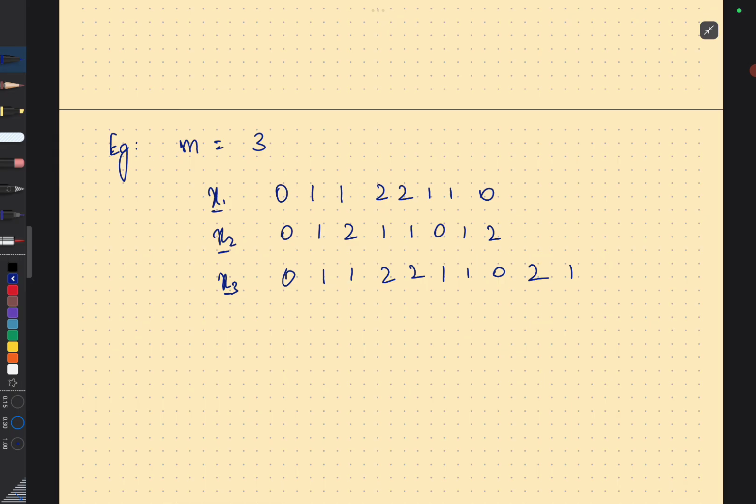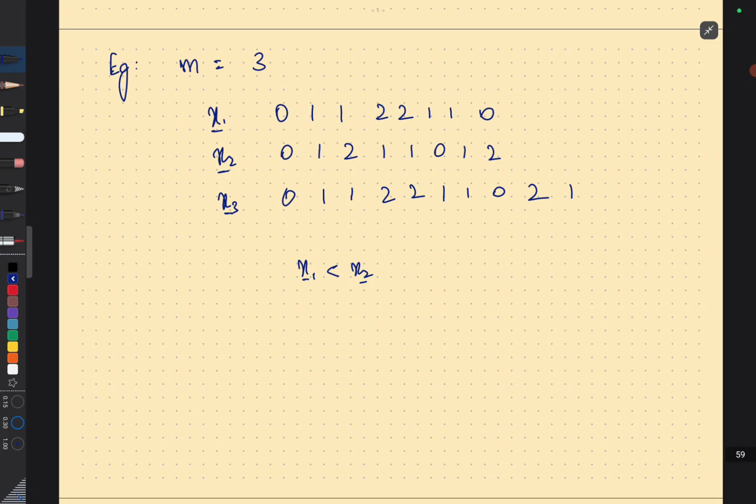What can you say about the ordering between these? Which one is greater than which? Let's take x1 and x2. Is x1 greater than x2 or x2 greater than x1? x2 is greater than x1. What about x3 and x1? x3 is greater than x1, right? But it's less than x2.